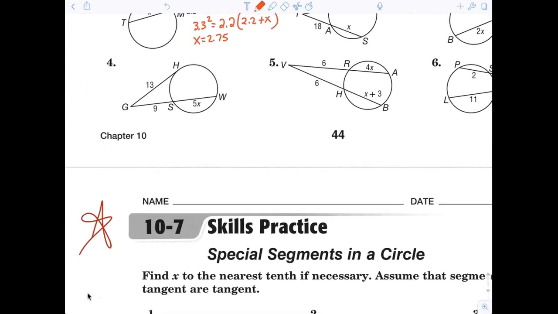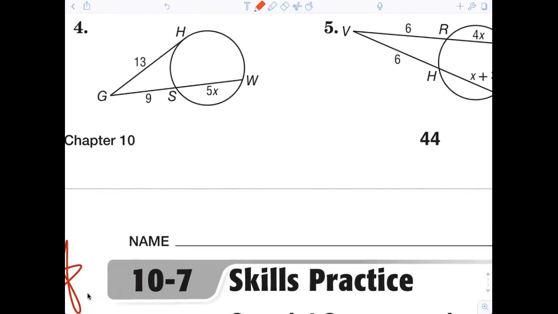All right, here we go. Number 4. What do I have here? Somebody tell me. 13 squared is equal to 9 times (9 plus 5x). Say it again. Somebody says 88 over 45. Okay, 88 over 45. That's what I'm saying.